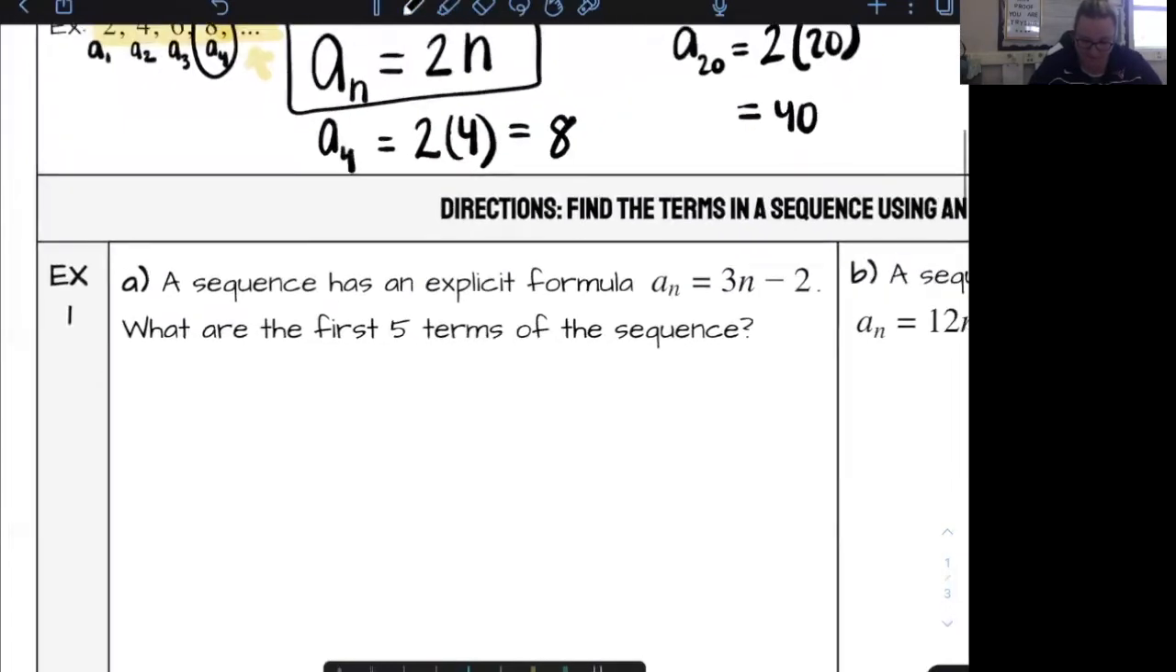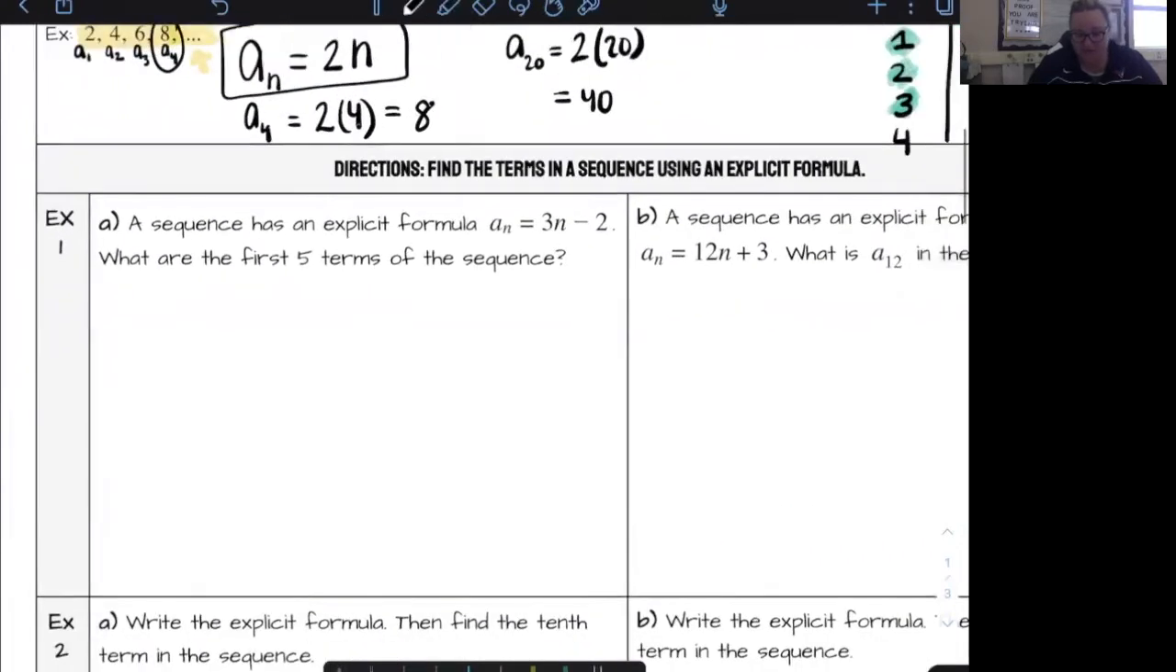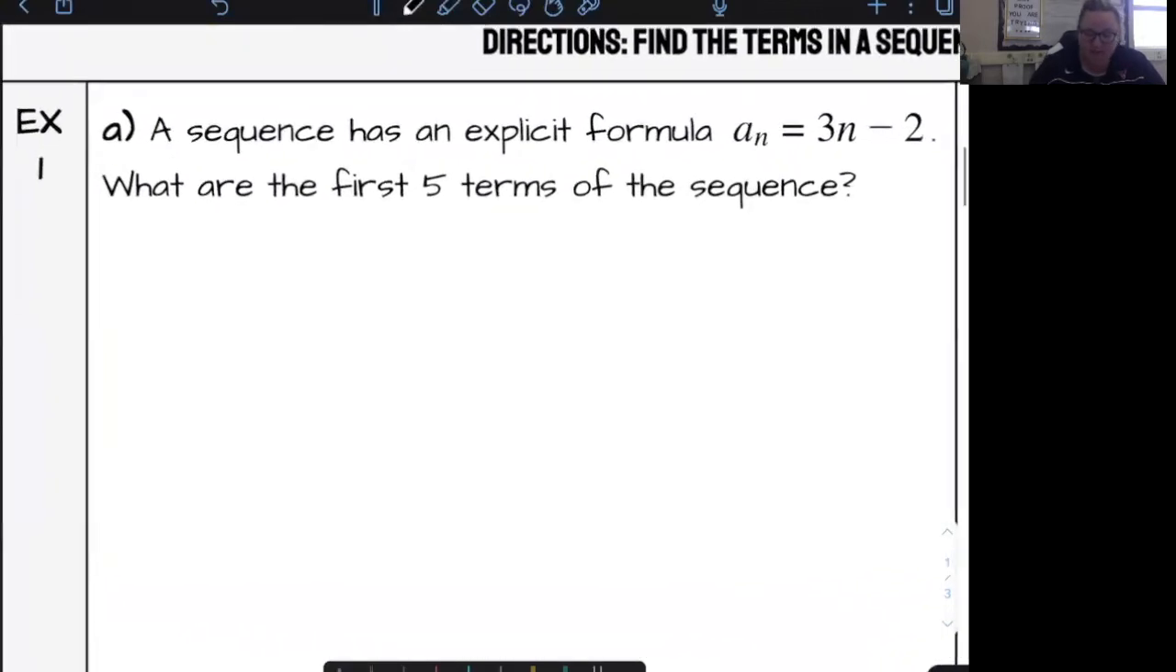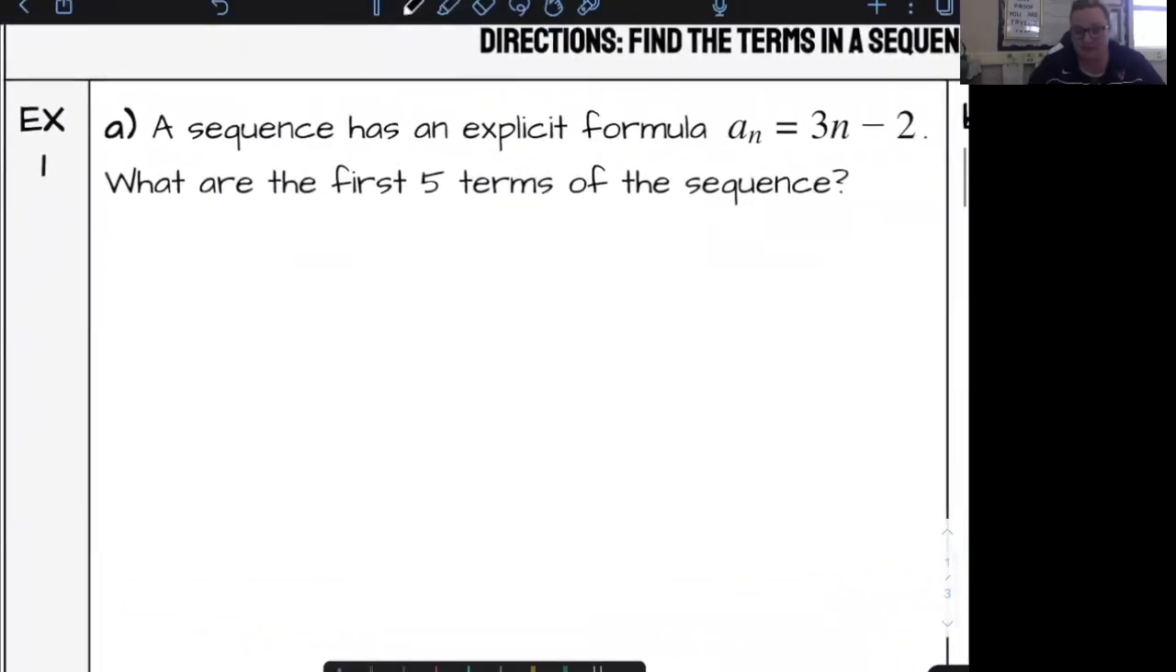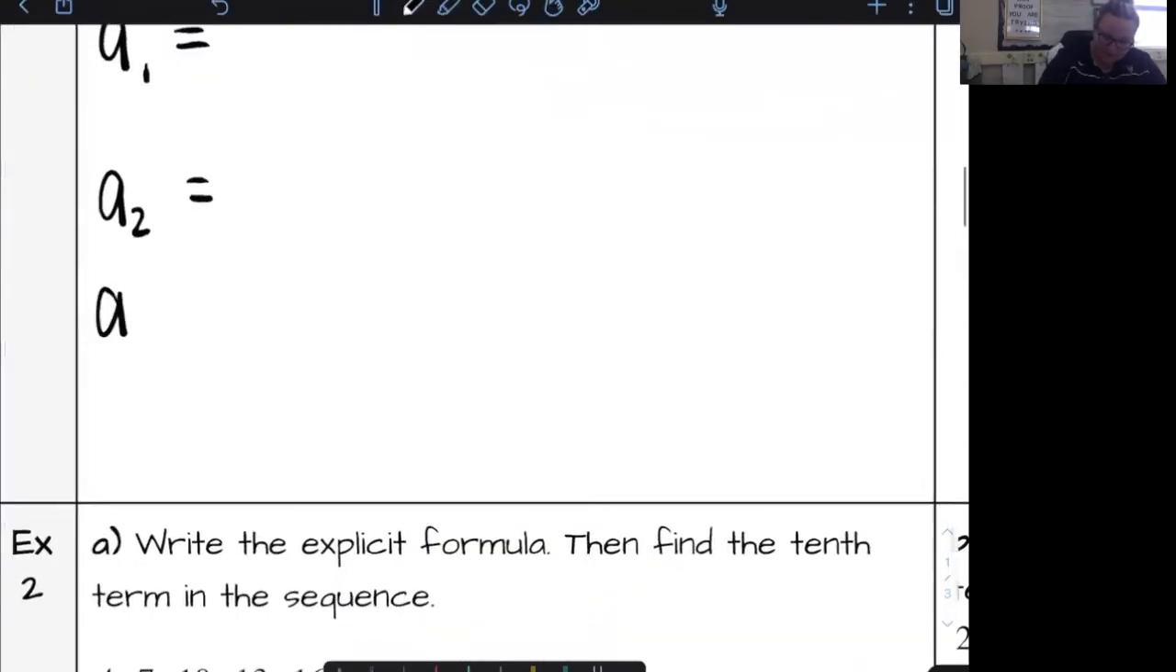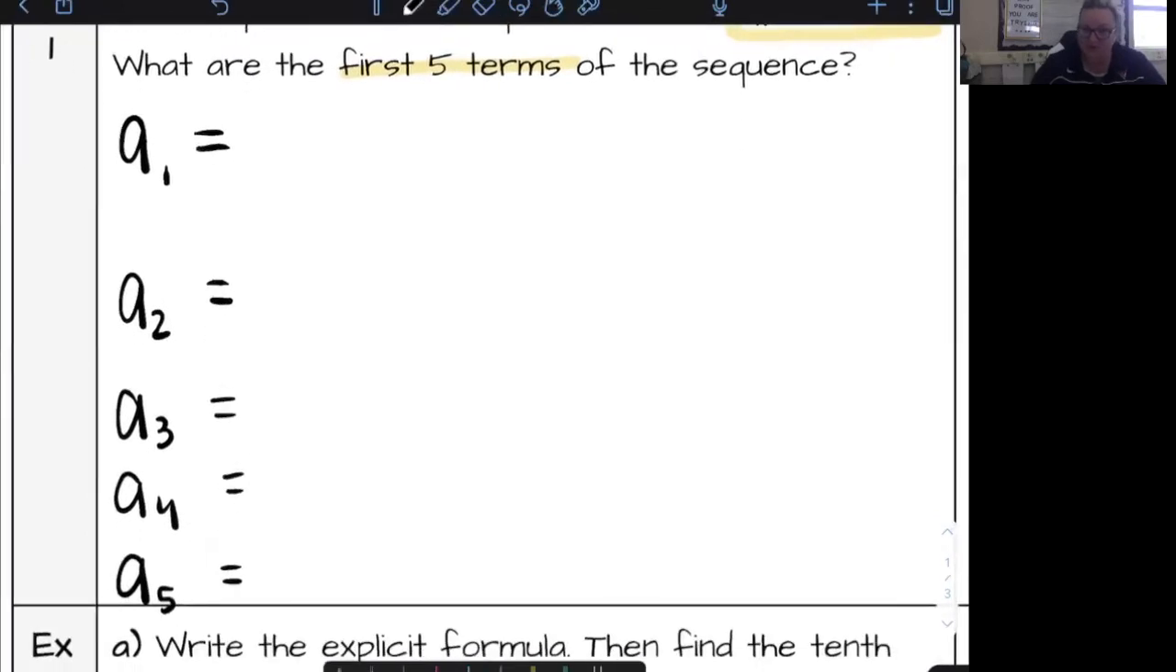All right. So now we're going to find the terms in a sequence using an explicit formula. So for part A, a sequence has an explicit formula of a sub n equals 3 times n minus 2. So we're going to use this formula to find the first 5 terms in the sequence. We're going to use it to find a sub 1, a sub 2, a sub 3, a sub 4, and a sub 5. So we're using it to find the first, second, third, fourth, and fifth terms.